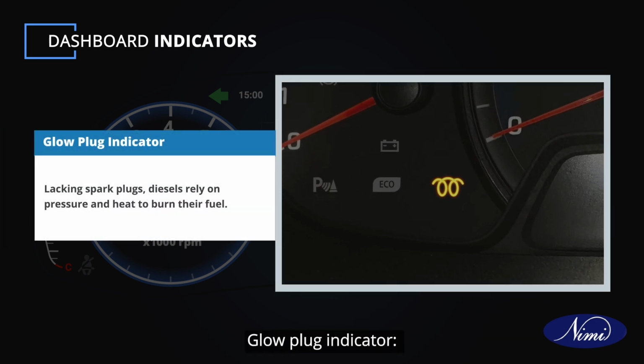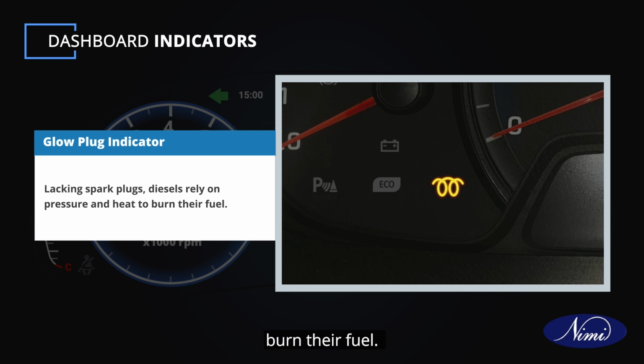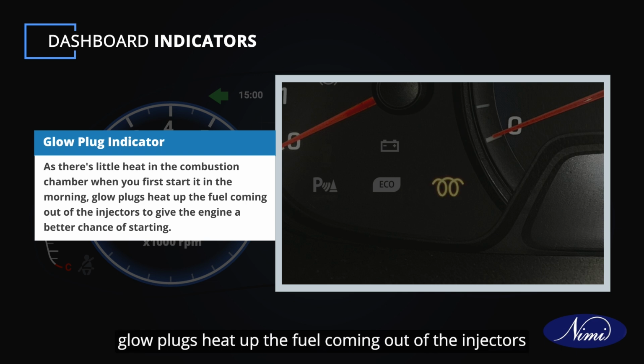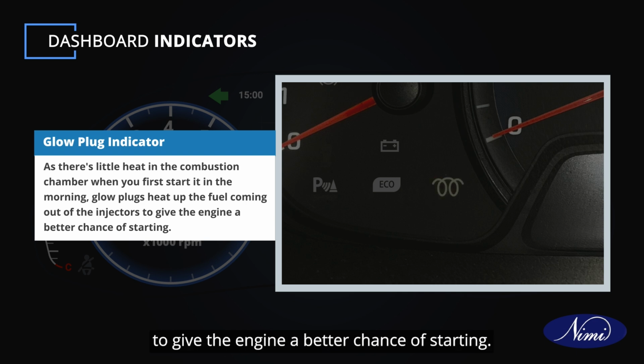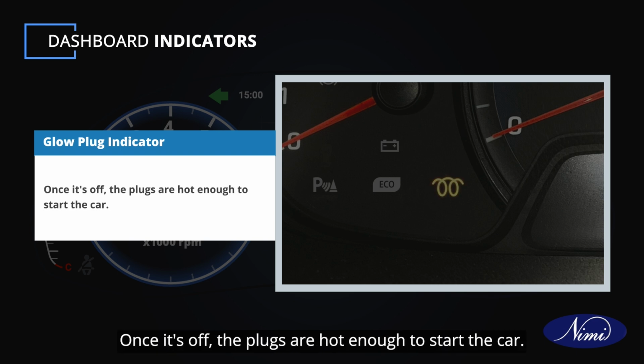Glow plug indicator. Lacking spark plugs, diesels rely on pressure and heat to burn their fuel. As there's little heat in the combustion chamber when you first start it in the morning, glow plugs heat up the fuel coming out of the injectors to give the engine a better chance of starting. The light should turn on briefly after you switch the ignition to the on position. Once it's off, the plugs are hot enough to start the car.